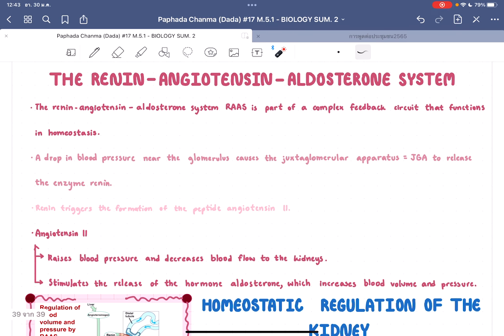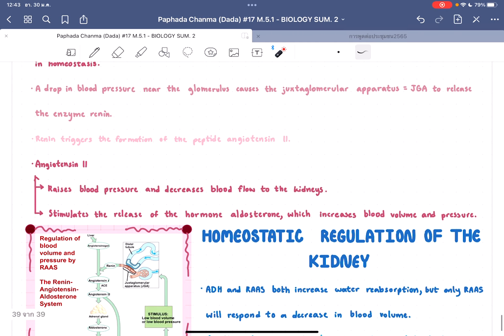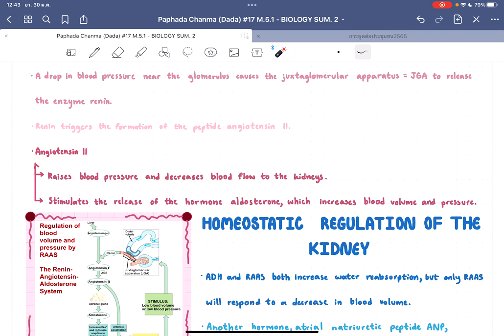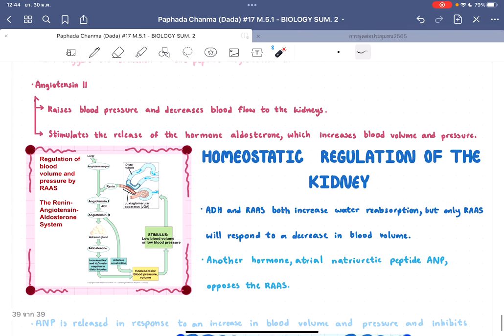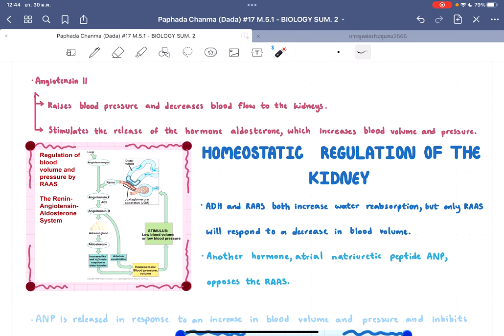The renin-angiotensin-aldosterone system, or RAAS, is part of a complex feedback circuit that functions in homeostasis. A drop in blood pressure near the glomerulus causes the juxtaglomerular apparatus, or JGA, to release the enzyme renin. Renin triggers the formation of the peptide angiotensin II. Angiotensin II raises blood pressure, decreases blood flow to the kidney, and stimulates the release of the hormone aldosterone, which increases blood volume and pressure.